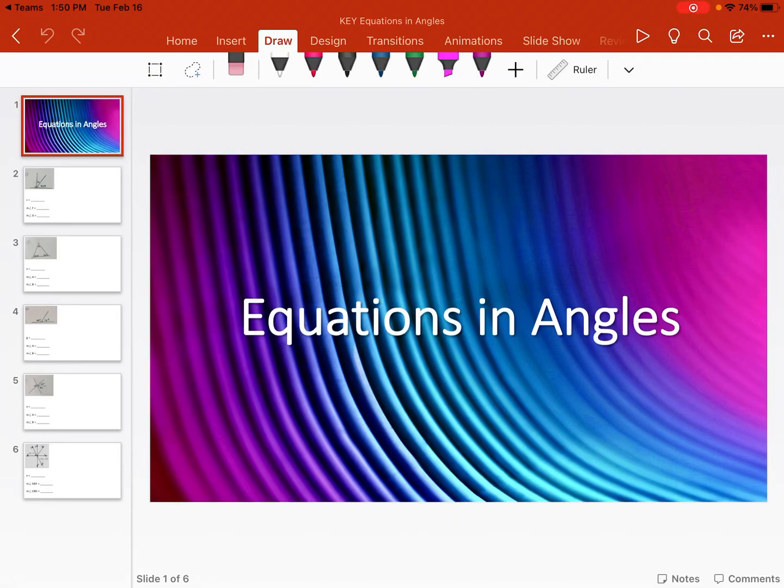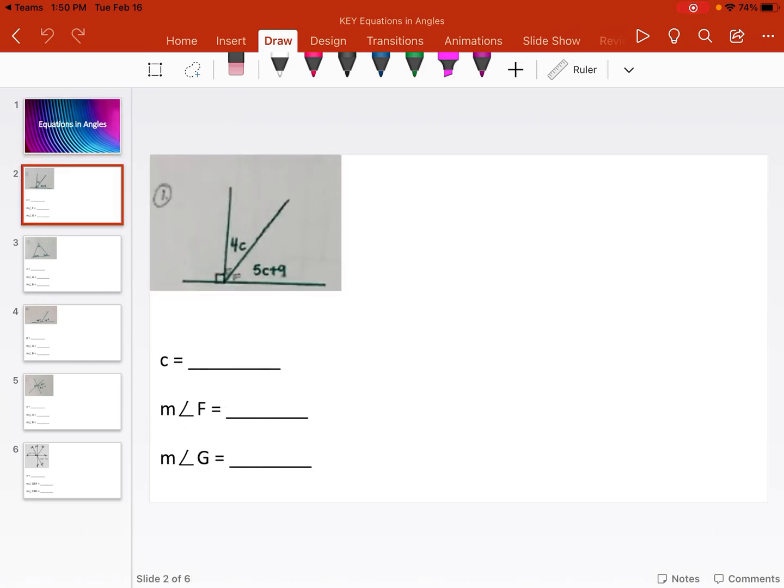Hey guys, let's talk about how to solve equations that are in angles. So go ahead to slide 2. When you first get a question, what you need to do is just think about how are these angles related? How can I set up an equation to be able to solve this?